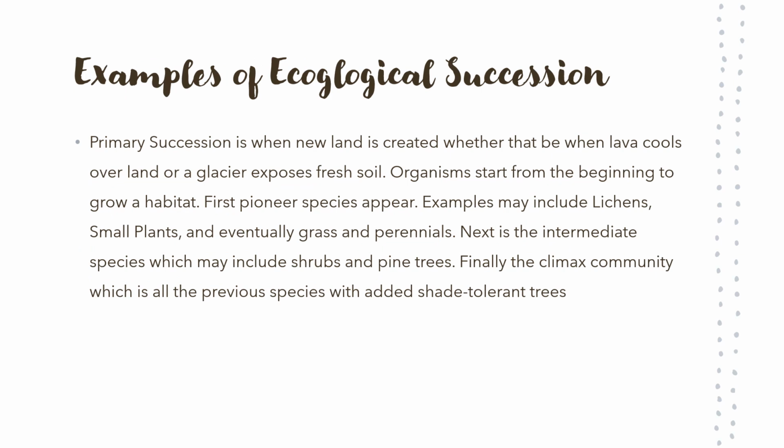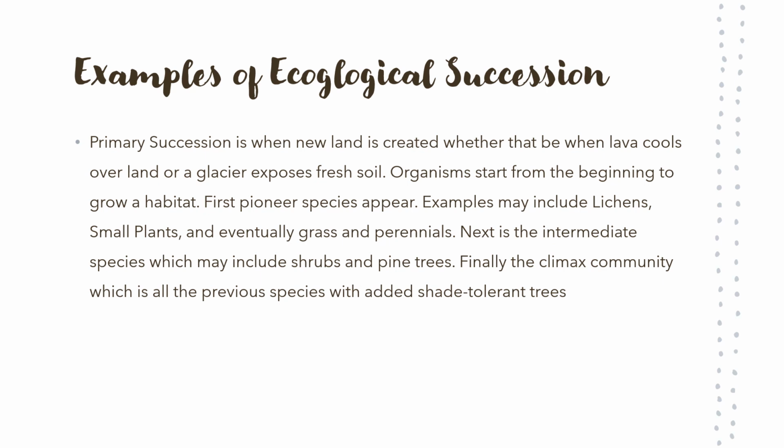Examples of ecological succession: we have primary succession and secondary succession. We will talk about primary succession first. This is when new land is created. That is from the beginning, is what that means. Once a volcano has erupted and destroyed an environment, when there is fresh rock, fresh soil on the ground, that is when primary succession begins. Or another example I listed is a glacier exposing fresh soil. As glaciers move, they leave behind soil that has nothing on it.